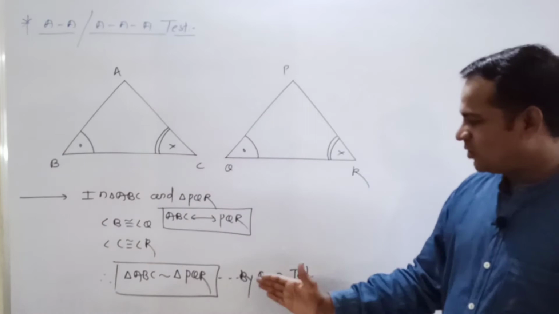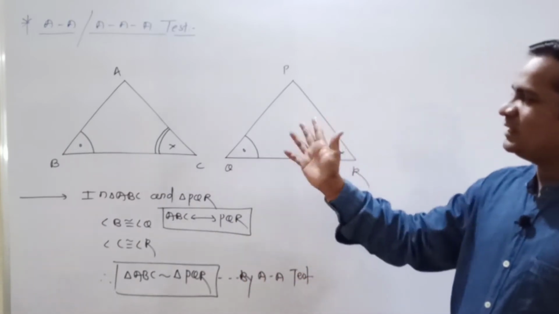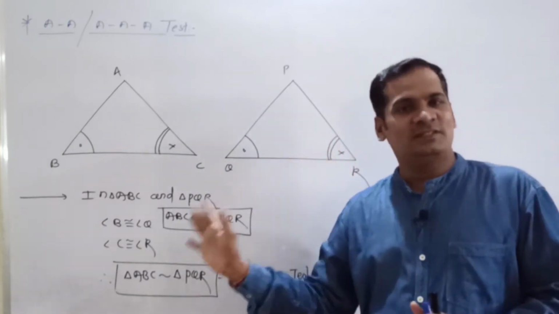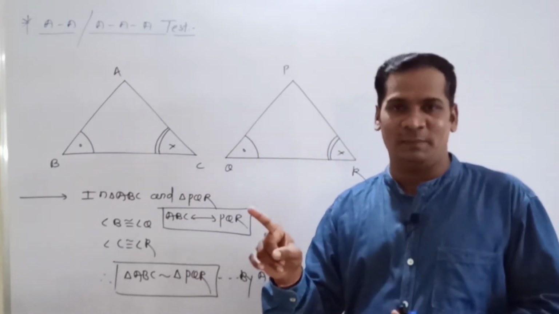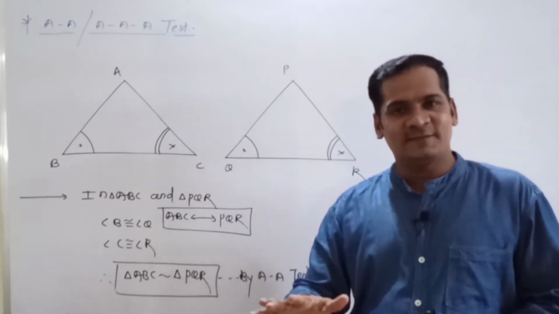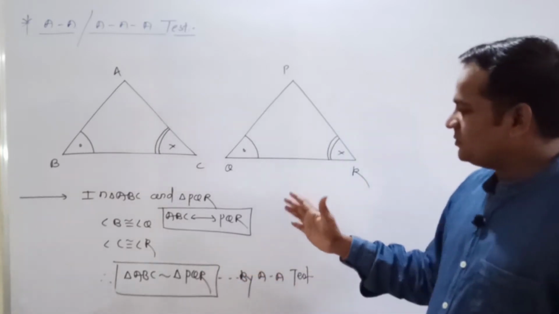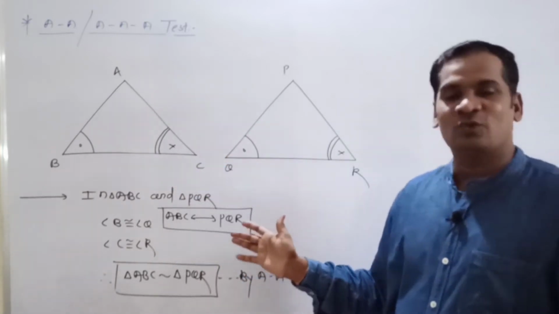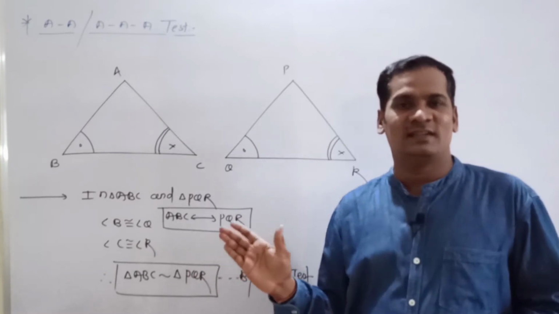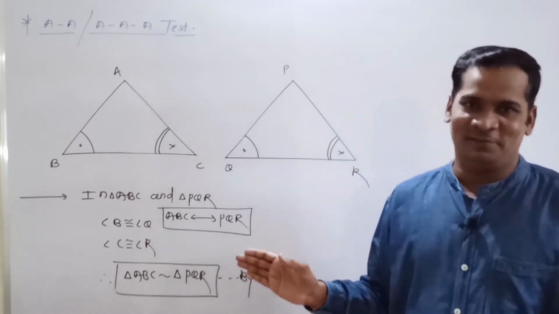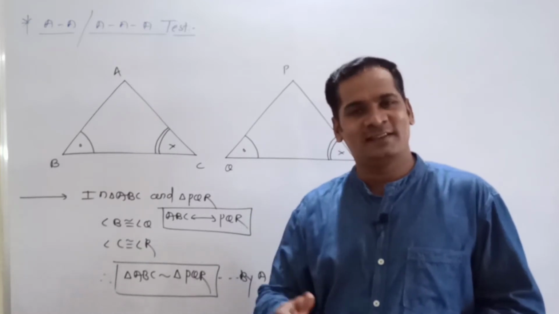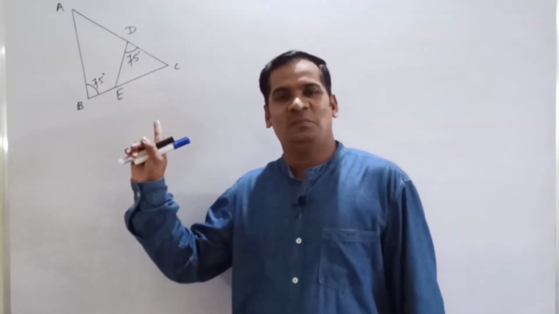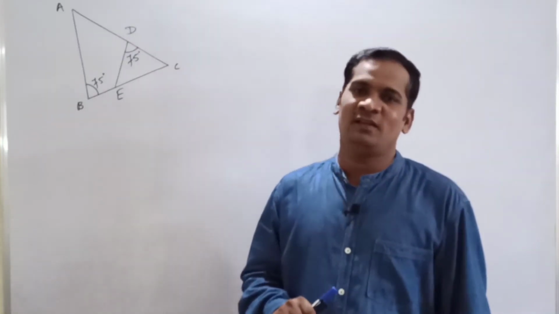Is that clear? So how simple is this to prove any two triangles similar by using the angle angle test? And one more very important thing: from our textbook, this is the most useful test to solve the examples from practice set number 1.3. So let's start with practice set number 1.3. This is question number 1 from the practice set.